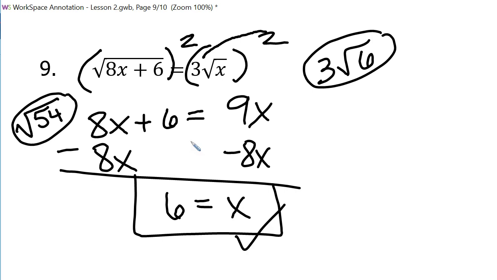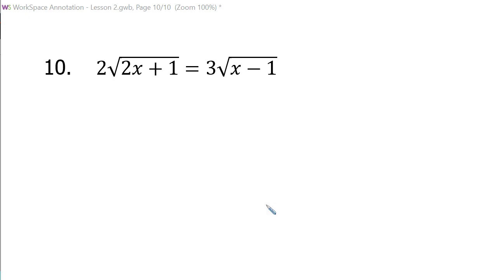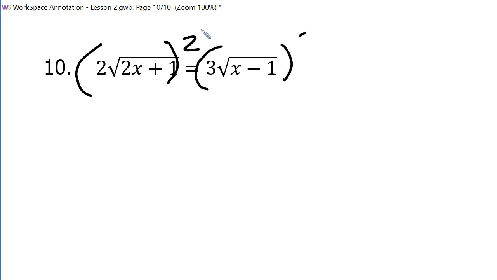And the last one, problem 10. Number 10. Where is x? Under the square root. So how do I get rid of the square root? Yes, square it. So square the left side, square the right side. Now, what happens with the number out front? It needs to be squared.